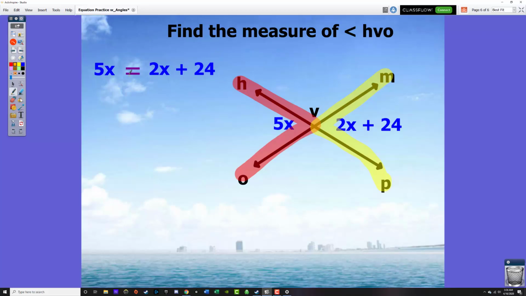So now let's go ahead and cancel out one of our x's. Okay, we're going to cancel out this one. So if we cancel out this one, that's going to cancel out one side of our equal sign. Okay, and we don't want that necessarily. Not yet. So positive 2x minus 2x equals 0, so we cross it out. 5x minus 2x is 3x, and that's going to be equal to 24.